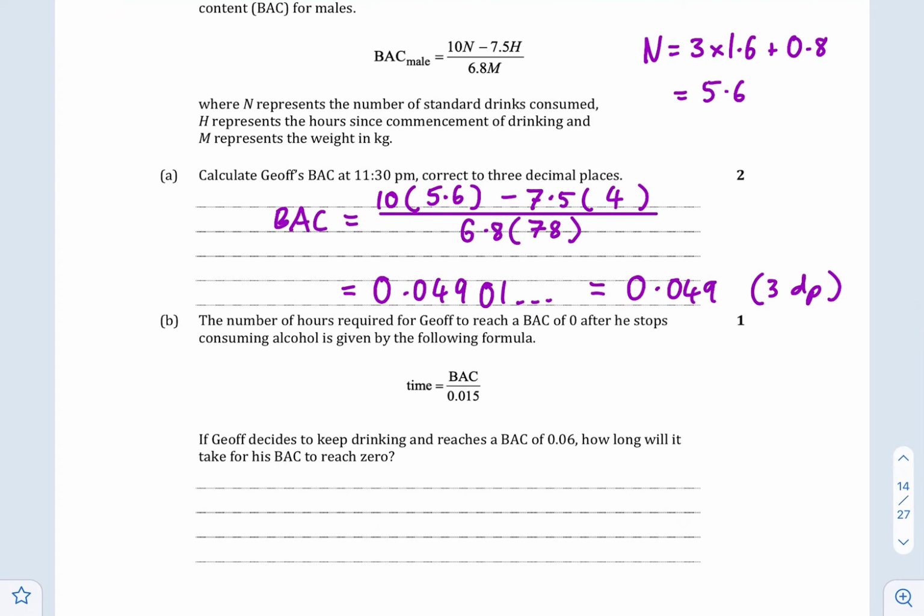Now, part B says that no, we're assuming he has a blood alcohol content of 0.6. How long will it take to get to 0? This is a straight plug into the formula. So time, I'm going to use a T for that, is 0.06 over 0.015. If I quickly do that, 0.06 divided by 0.015 in the calculator, I get 4 hours. That's the answer.